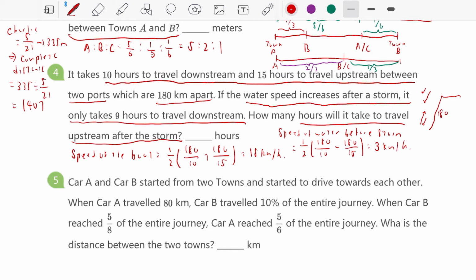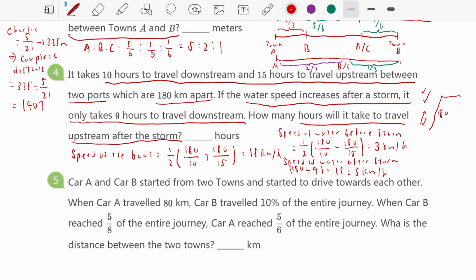So after the rain, of course, after the storm itself, the speed of water. Now you guys notice the speed of water after the storm is going to be a little bit different. Well, if you look at it carefully, it only takes 9 hours to travel downstream. So we're going to take the downstream speed, subtract away the boat speed. So it will be 180 divided by 9, and then I'll subtract away 15. And that will give me 5 kilometers per hour. That is the speed of water after the storm.